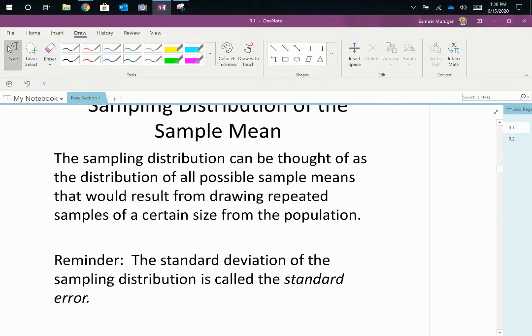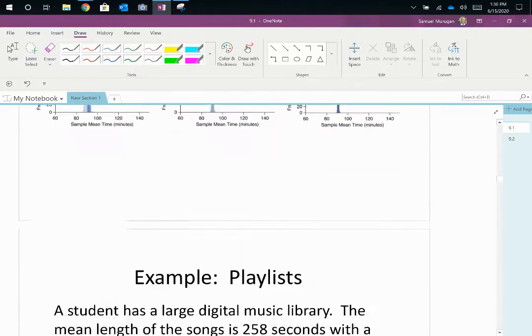The sampling distribution can be thought of as the distribution of all possible sample means that results from drawing repeated samples of a certain size from the population. Here is a very important reminder: the standard deviation of the sampling distribution is called the standard error. So when we're referring to the sampling distribution, we don't say standard deviation, we say standard error.